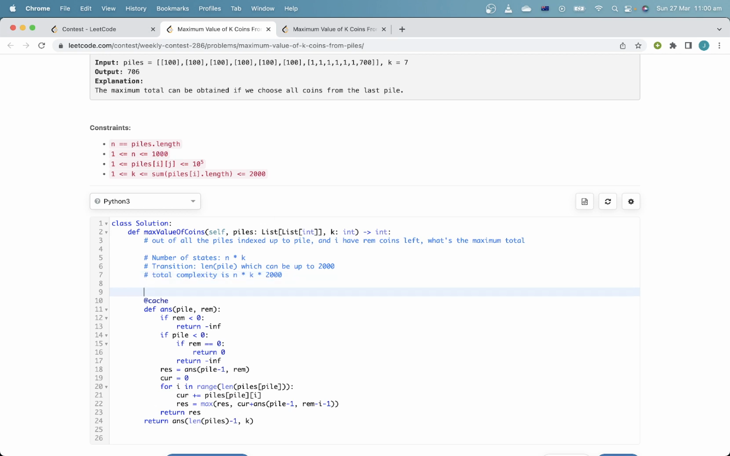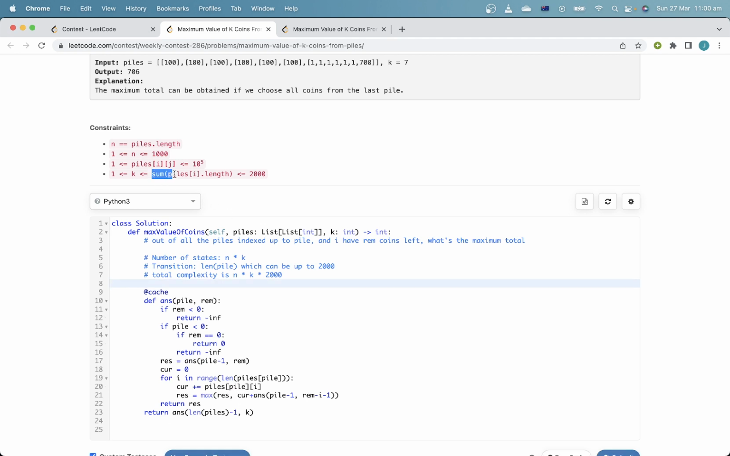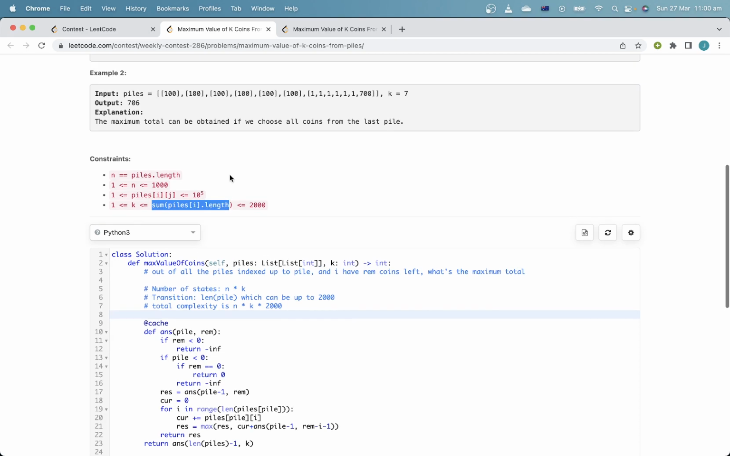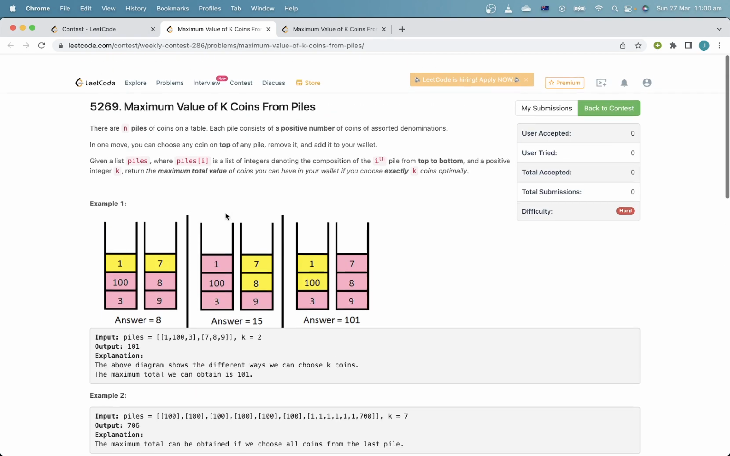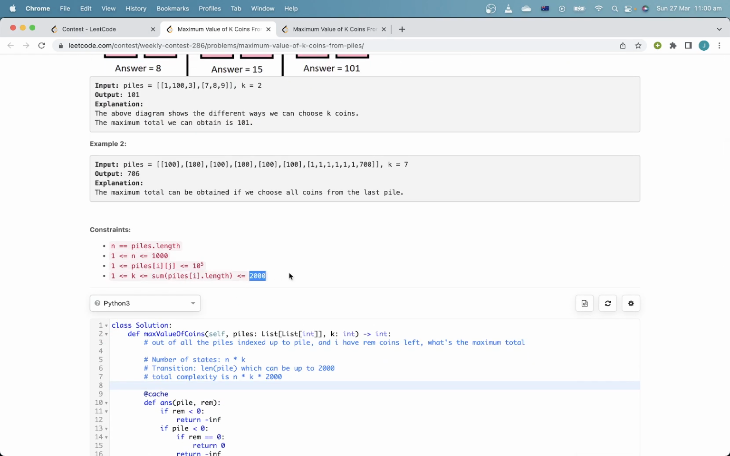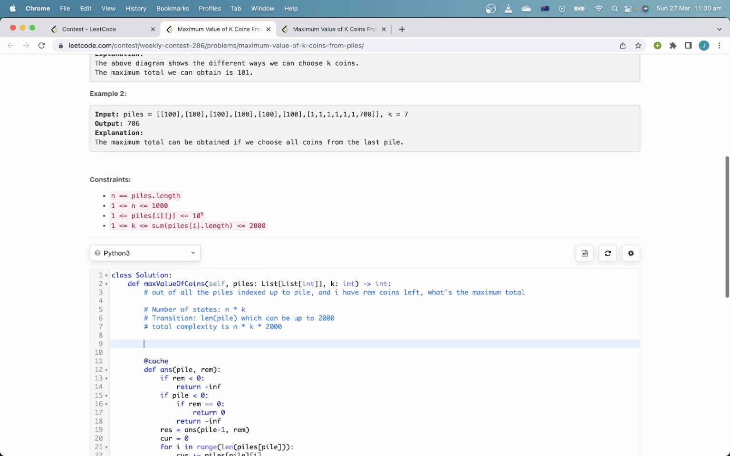Now, actually, it turns out because of the sum, there's this condition which I missed. I didn't read it properly. The condition is that the total number of coins is at most 2000. And that means that this is actually not the complexity. The actual complexity is, well, I haven't quite worked it out, but I guess I'll work it out now.